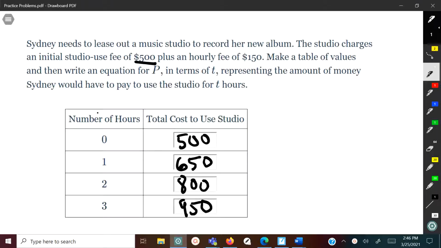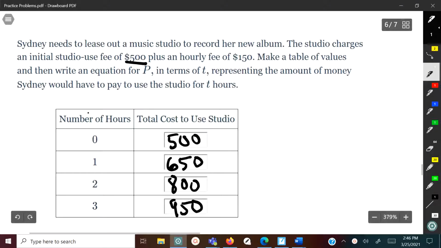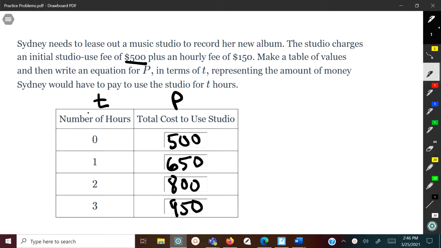Alright, so we made the table. Now what we have to do is make the function. So this is how it's going to work. We want to represent P in terms of T. What we're saying is this: the price, the total amount, I'm going to put P to represent that, and T to represent the time, the hours. So what would the price be equal to?